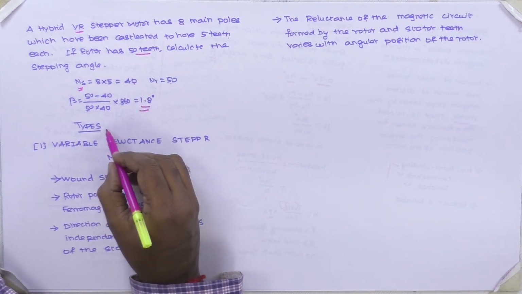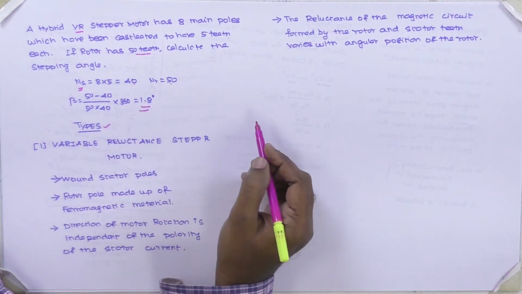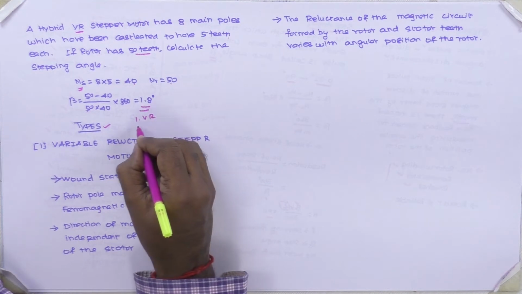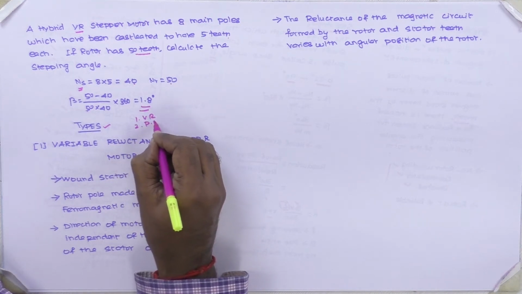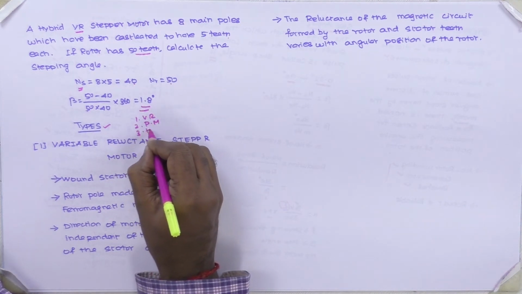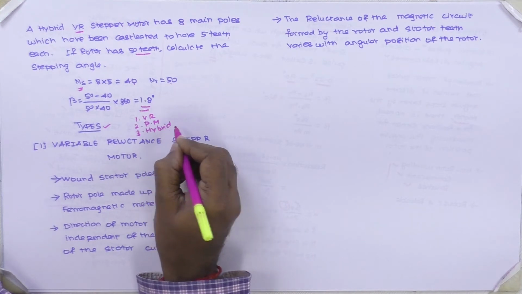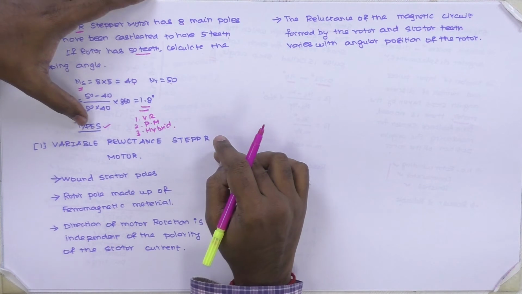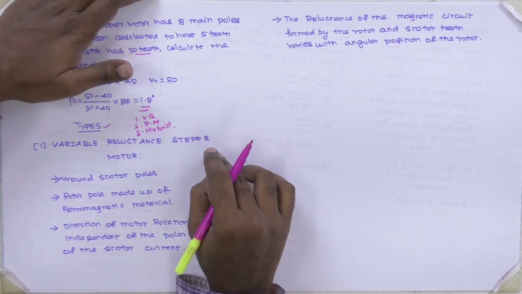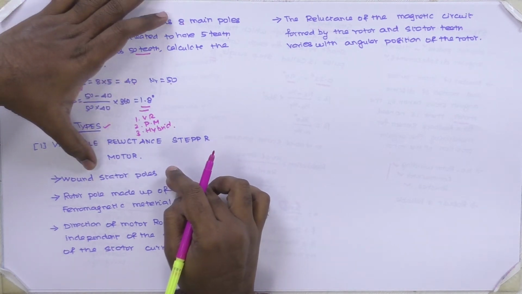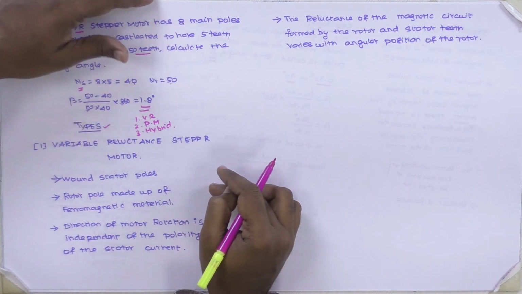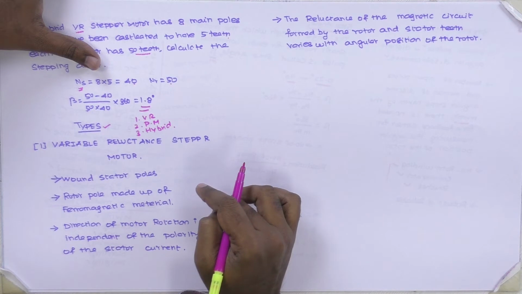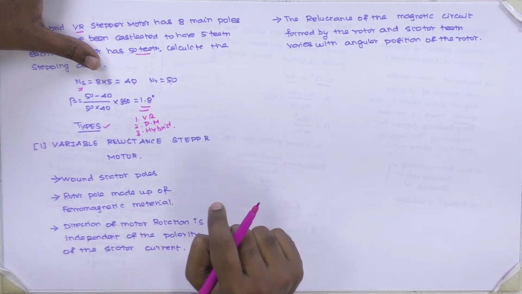And then the stepper motor is classified into 3 categories. One is the variable reluctance stepper motor, the second is the permanent magnet stepper motor, and the third one is the hybrid stepper motor. Now, first we see the variable reluctance stepper motor. The stator has wound stator poles and the rotor pole is made of ferromagnetic material, and the direction of rotation is independent of the polarity of the stator current.